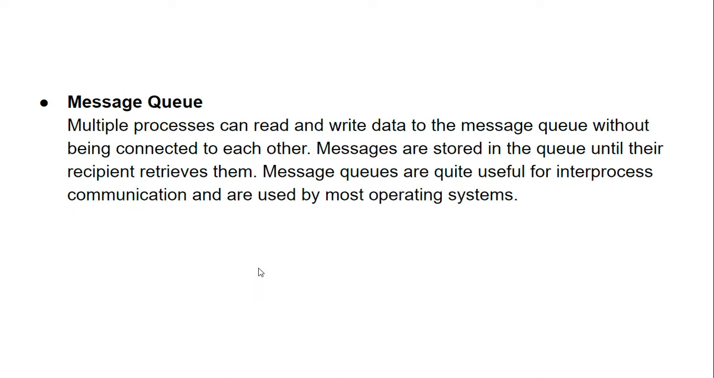Today I am going to show you a message queue example. So what is a message queue? Multiple processes can read and write data to the message queue without being connected to each other. Messages are stored in the queue until their recipient retrieves them. In a C program you call a function which creates a message queue. One process will write to the queue, another process will read from the queue. This is how the message queue is created. I will show examples of this.